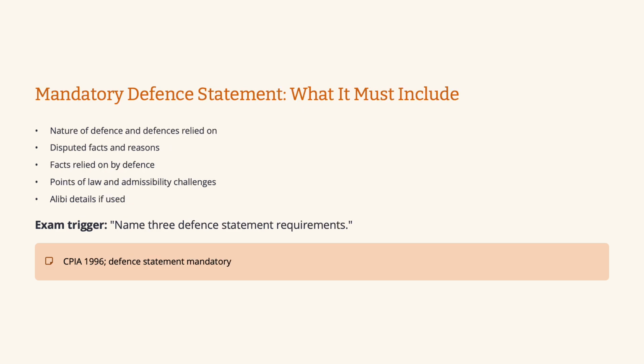So next thing is the mandatory defense statement, what it must include. In the Crown Court, unlike the magistrates' court, serving a defense statement is mandatory. So let's identify what it must contain. First, the nature of the defense in general terms. What your case theory is. So self-defense, alibi, mistaken identity. The jury will hear this, so you need to articulate it in a clear fashion.